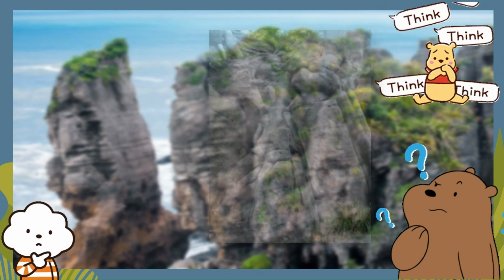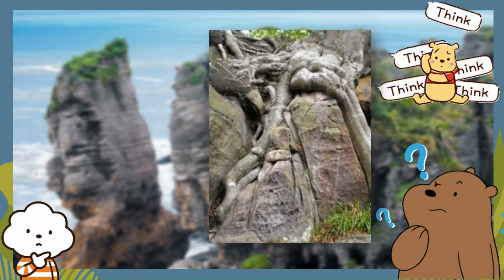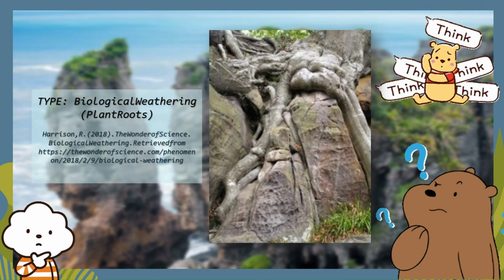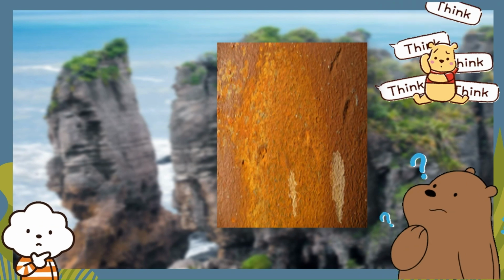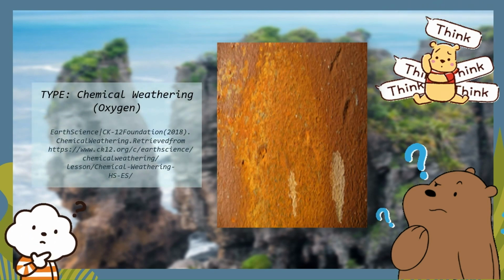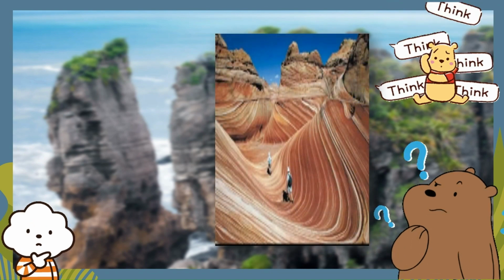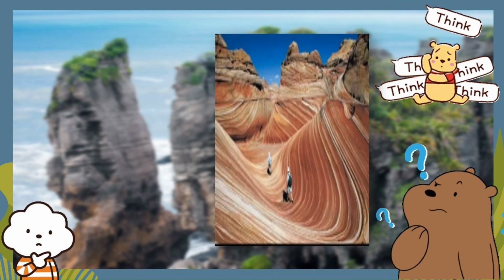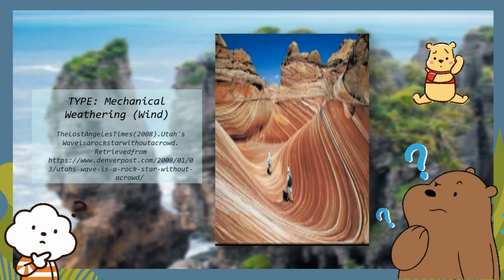Okay, let's try to answer. So, what kind of weathering is this? I'll give you 5 seconds. 5. It is, yes, biological weathering, kasi because of the plant roots. Next. So, what kind of weathering is this? Are you familiar with the color? I'll give you time. Okay, very good. The answer is chemical weathering and the agent is oxygen. Next. What do you think happened in there? So what weathering is that? Mechanical weathering and the agent is wind.